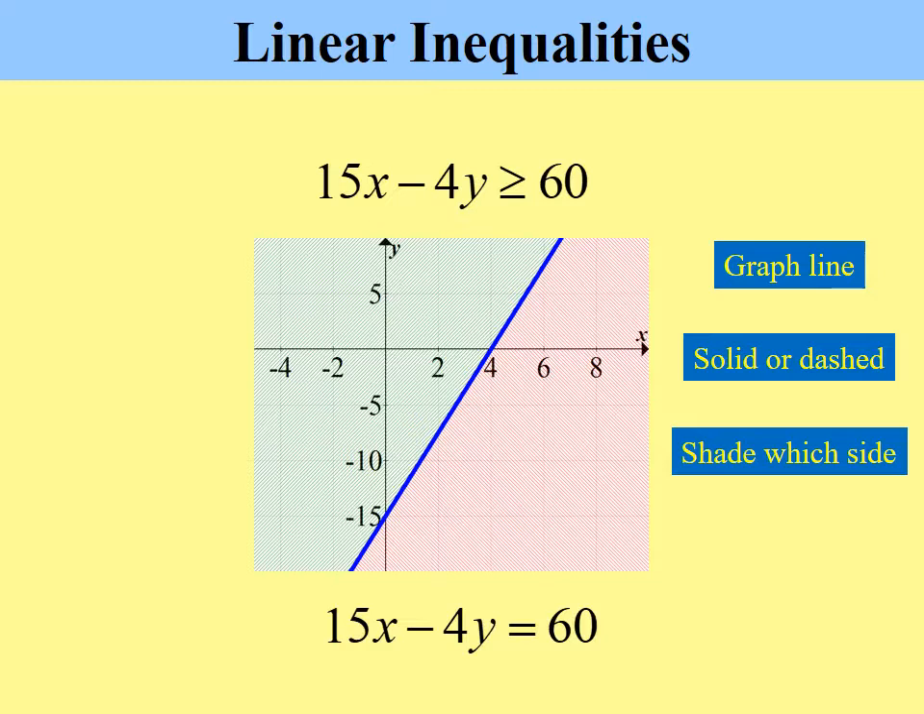The point 0, 0 would give 15 times 0 minus 4 times 0, which is 0. 0 greater than 60 is not true, so we need to shade the bottom part of the line.